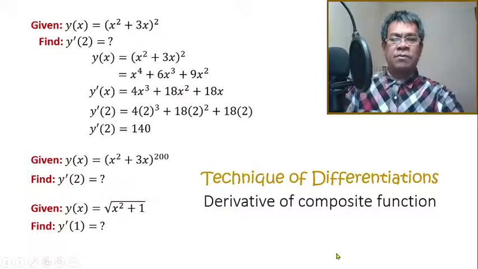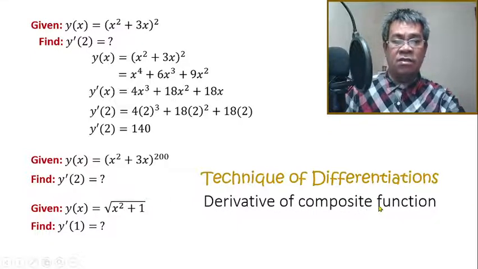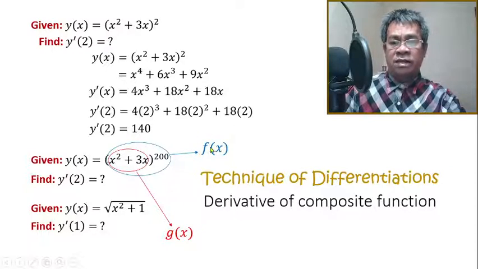In this video, our task is to find the derivative of any composite function. Look at this one. Remember, this is a function of x, which is actually x squared plus 3x raised to 200. But this function is composed of another function inside, meaning the function of x is forming another function. So therefore, this is a kind of composite.